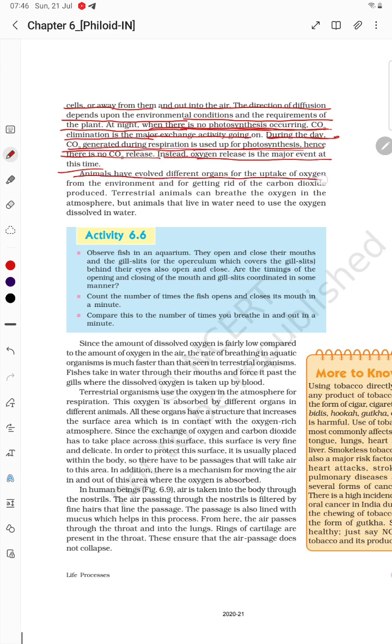Animals have evolved different organs for the uptake of oxygen from the environment and for getting rid of the carbon dioxide produced.